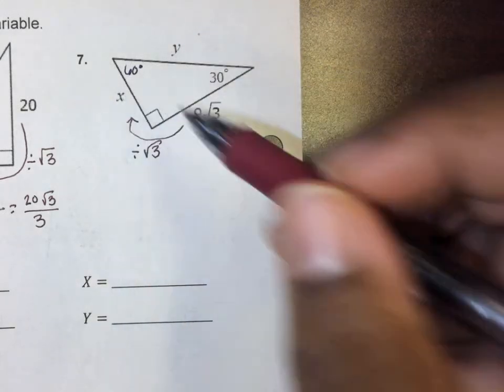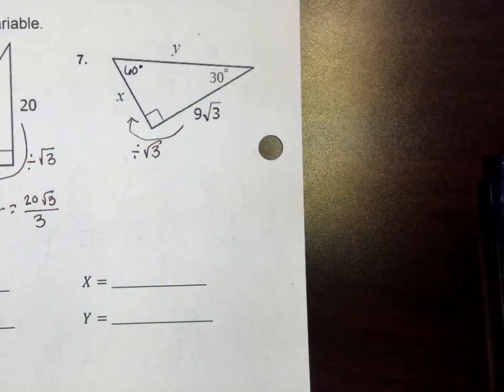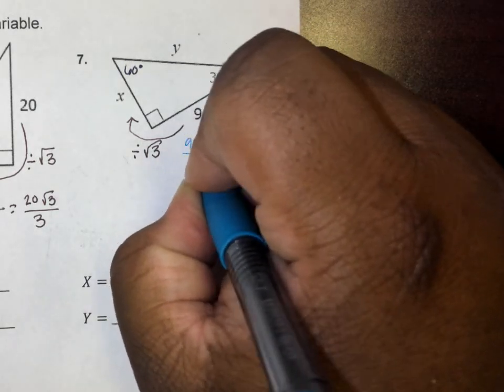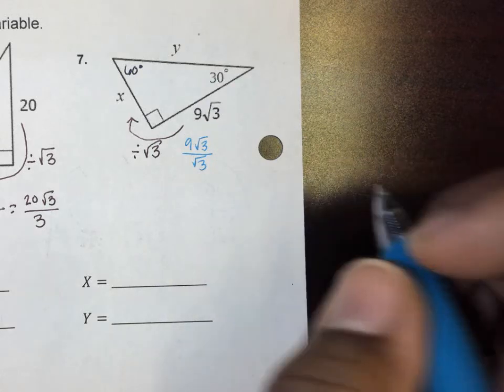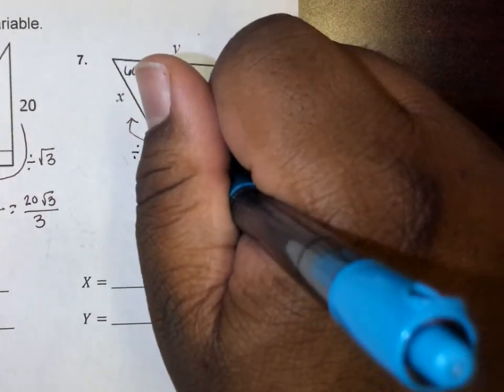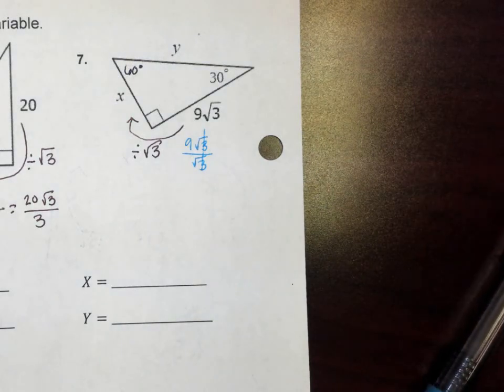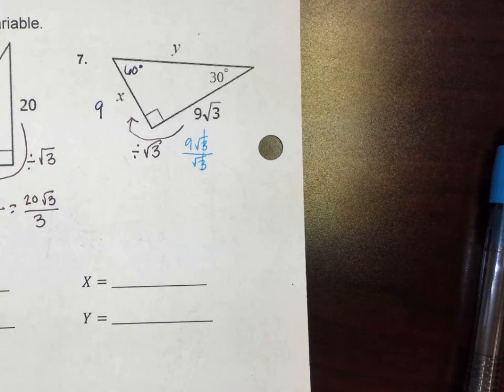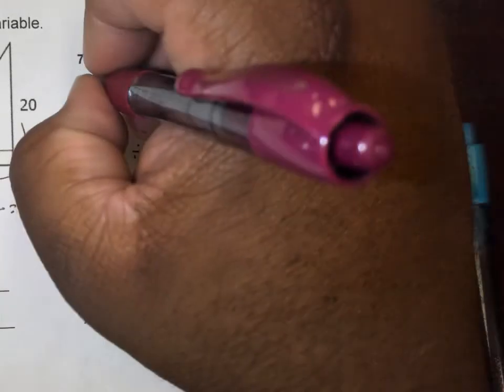We're going to divide 9 square root of 3 by square root of 3. I'm just showing you the movement right there, but I could actually do it over here, in another color. 9 square root of 3 divided by square root of 3. Y'all should know what's going to happen: they're going to cancel, leaving me with just what? Alright. So the short leg is 9.